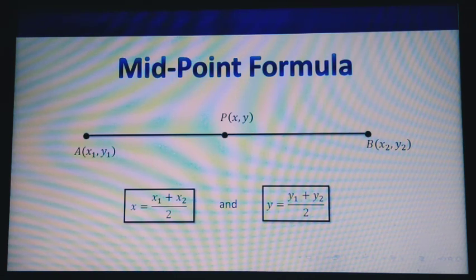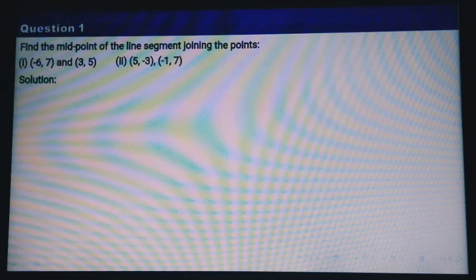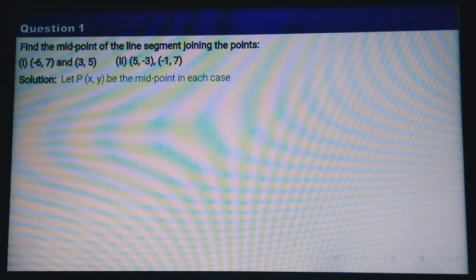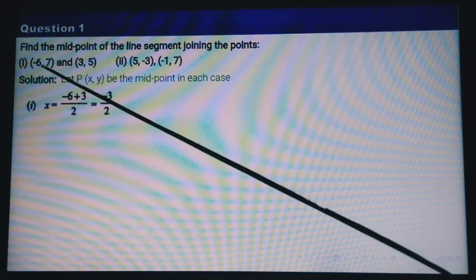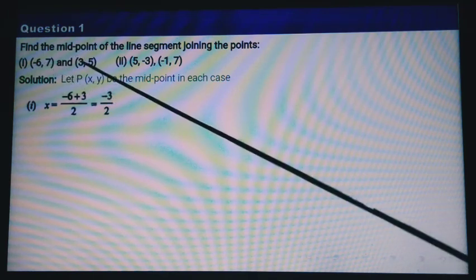So let's begin with the sums. The first problem is to find the midpoint of the line segment joining the points. There are two questions given, so let's try one at a time. In each case I'm calling P (x, y) to be the midpoint of the given points. Okay, so in the first case, this is my x1 y1, this is my x2 y2.